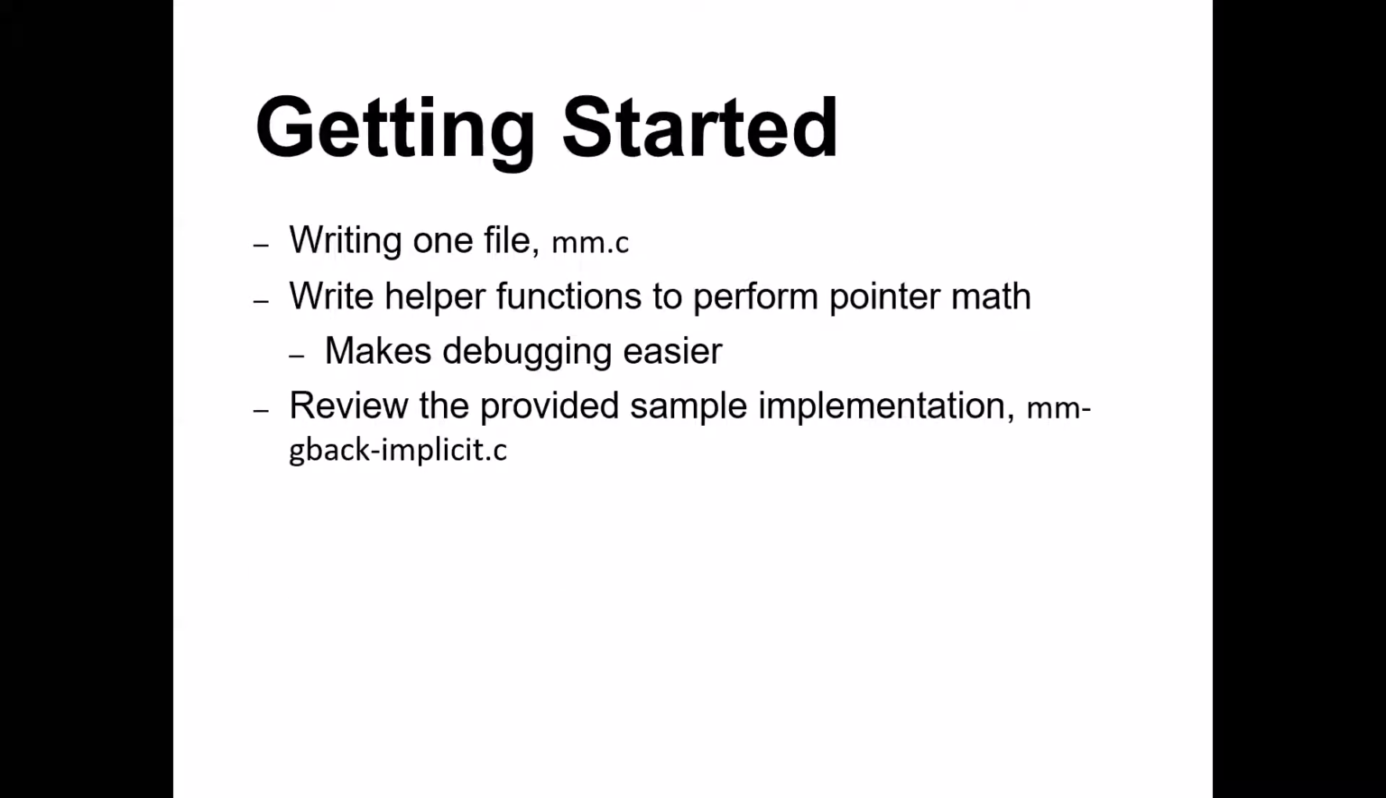This is all going to take place in one file, mm.c. You can write helper functions and everything, but you can't have any other files other than this one. Dr. Bach has an implementation of a memory allocator, an implicit version, whereas you're going to be writing an explicit version, which I'll go over in a minute.